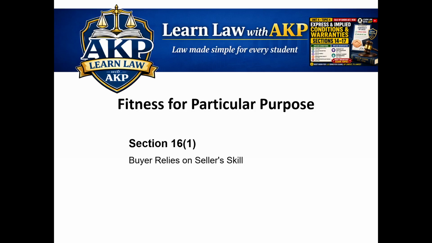Now, section 16(1). Buyer relies on seller skill. When a buyer informs the seller about a specific purpose and relies on the seller's expertise, the goods supplied must be suitable for that purpose. For example, a customer tells a dealer he needs a water pump for agricultural irrigation. The seller recommends a pump. If the pump cannot perform the purpose, the implied condition is breached.